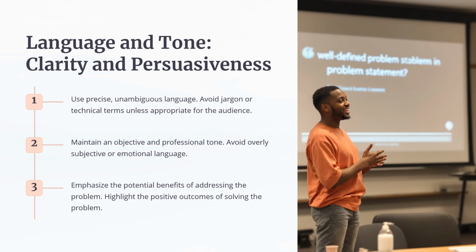And also you maintain an objective and professional tone. Avoid overly subjective or emotional language. We are not talking about sentiment. It's not about biased statements here and there. No. Scientists are not biased people. They are objective to the core. They deal with figures, they deal with numbers, and interpret the numbers. What is it saying? What are these numbers saying?